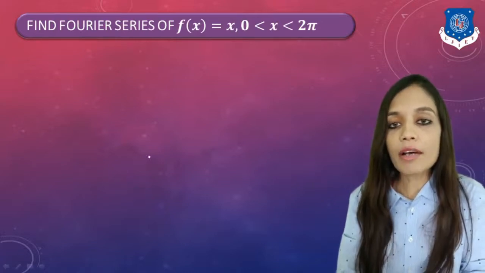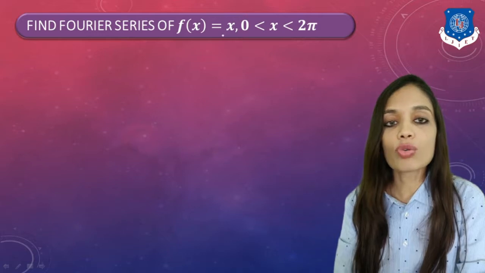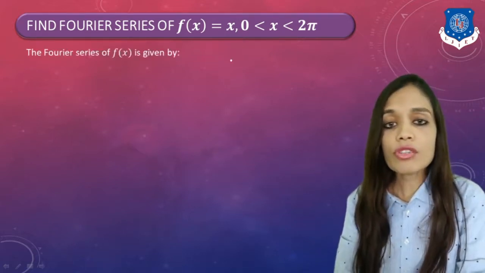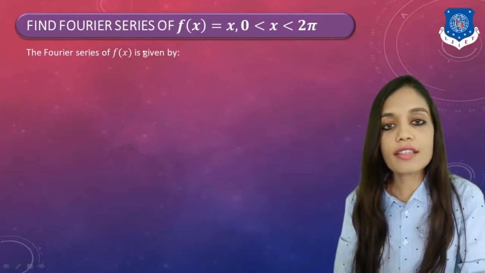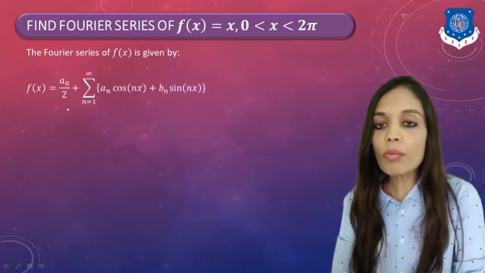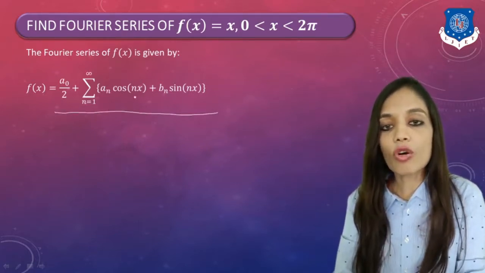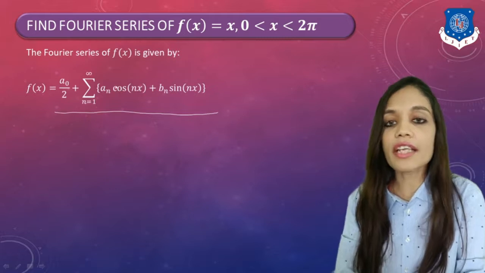So now let's begin to solve one example to find the Fourier series of f of x is equal to x in our interval 0 to 2 pi. So the Fourier series is given by f of x is equal to a0 by 2 plus sigma n is equal to 1 to infinity an cos nx plus bn sin nx.